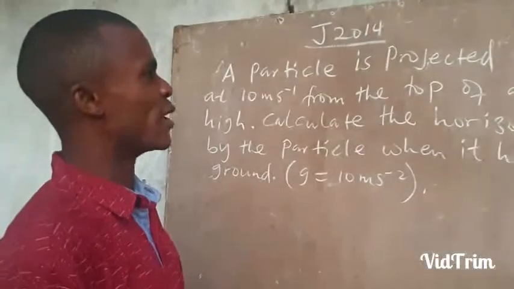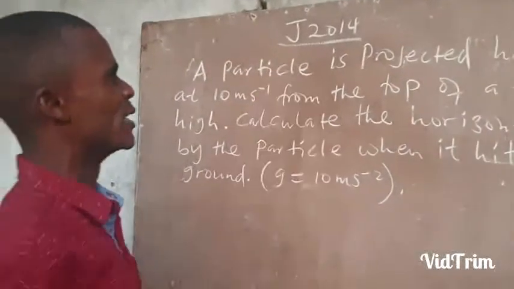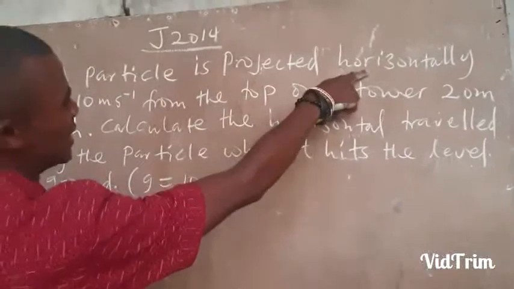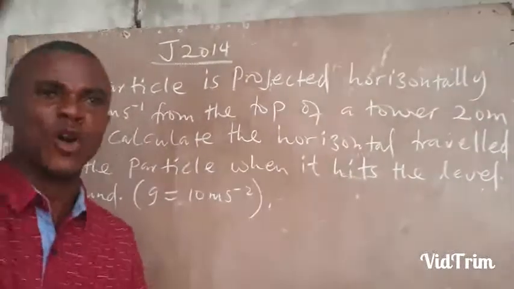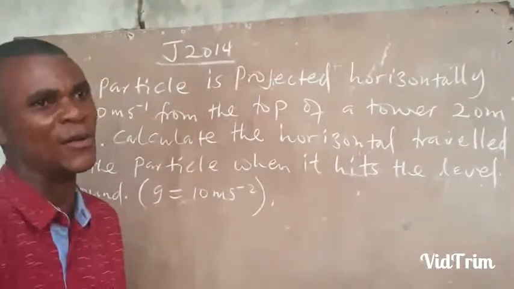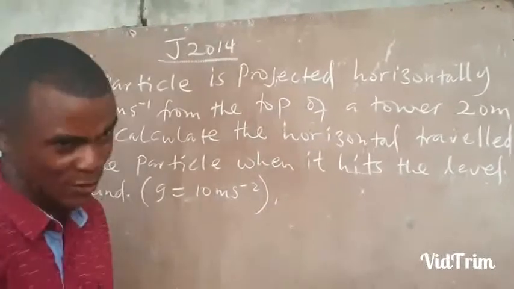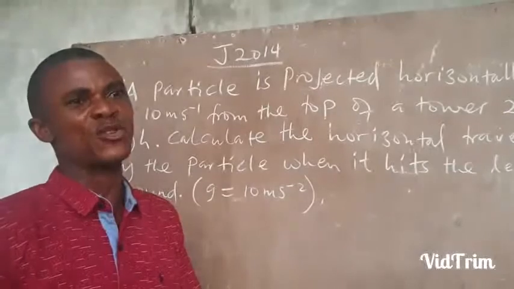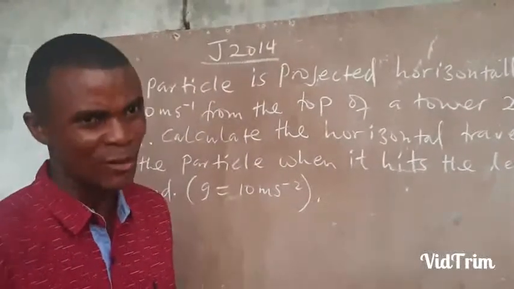We looked at 2014, another question in 2014. And the question reads, a particle is projected horizontally. Horizontally means they are dropping the object from a height above the ground. You want to put the object down. That is what we call horizontal motion. The other name for horizontal motion is when you drop the object vertically downwards.